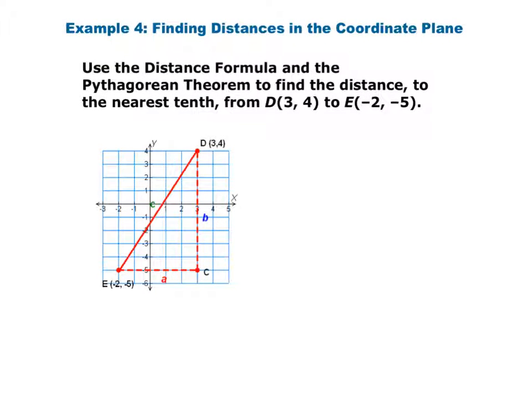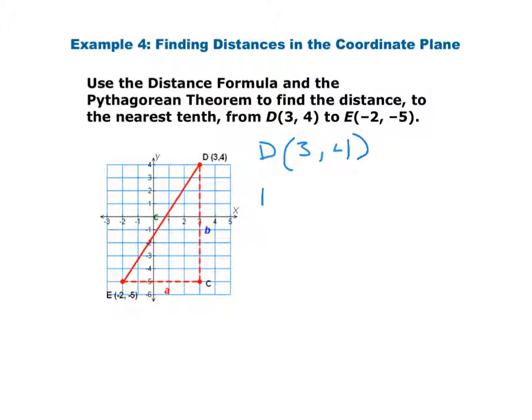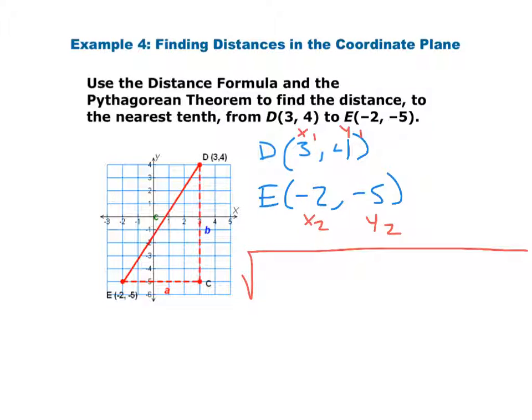So we're going to use the distance formula and the Pythagorean theorem, the one we just did, to find the distance to the nearest tenth from D to E. So let's do distance first. What is the coordinate of D? 3, 4. It's given. And E? -2, -5. So 3 will be our x1, 4 will be our y1, -2 will be our x2, and -5 will be our y2. So we have the square root of, what comes first?